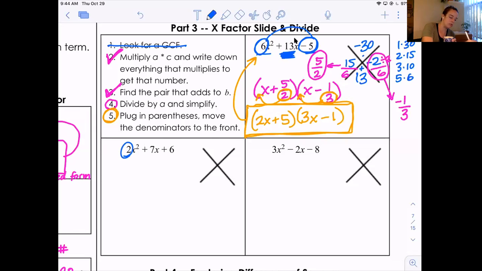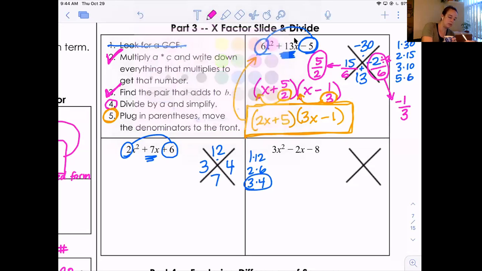So 2 times 6 is 12. So multiplying to get 12, adding to get 7. 12 is 1 and 12, 2 and 6, 3 and 4. Oh, 3 and 4, that's 7. So 3 and 4. Since I multiplied times 2, I now need to divide by 2.